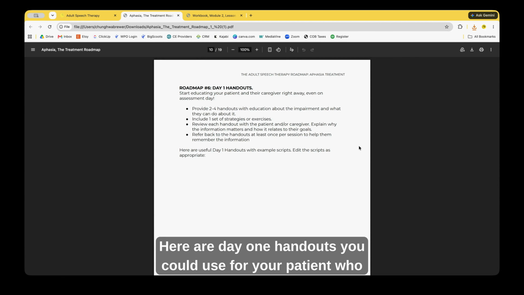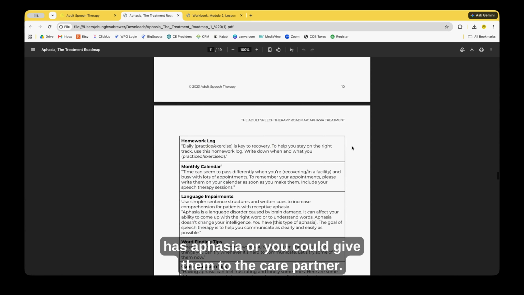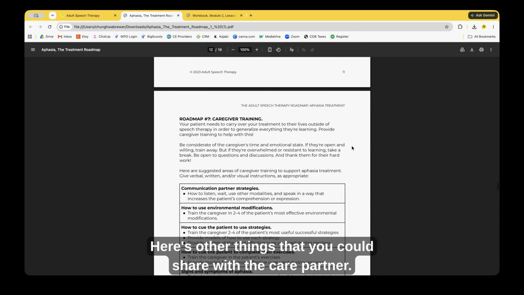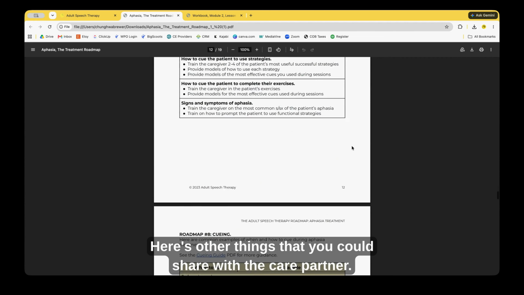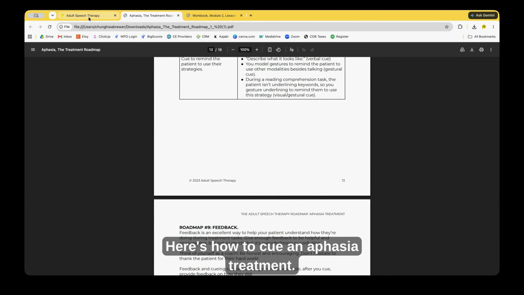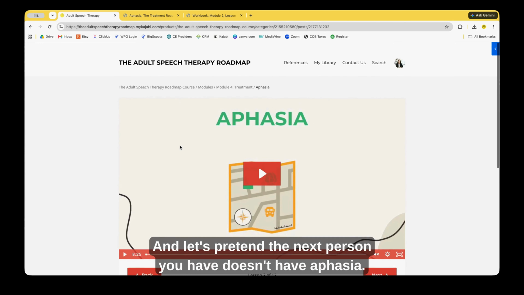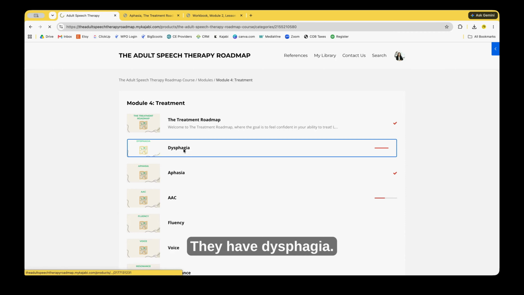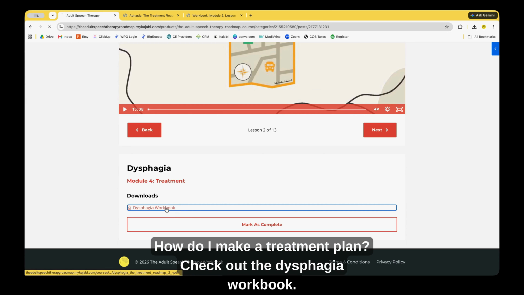Here are day one handouts you could use for your patient who has aphasia, or you could give them to the care partner. Here's other things that you could share with the care partner. Here's how to cue an aphasia treatment. And let's pretend the next person you have doesn't have aphasia. They have dysphagia. How do I make a treatment plan?